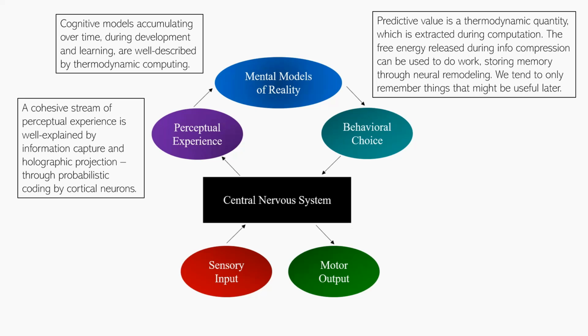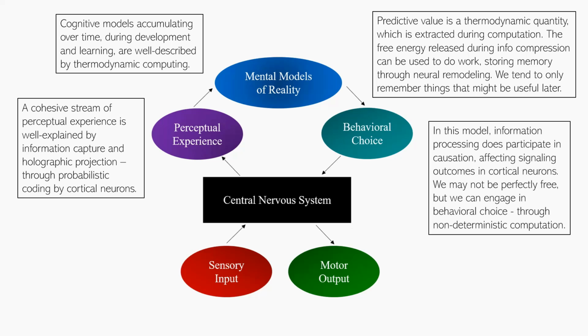And the free energy released during information compression can then be used to do work, storing memory through remodeling of the neural network structure. And since information compression and the free energy release that accompanies it are equivalent to the amount of predictive value extracted, that is what is encoded into the neural network during synaptic remodeling. And so we tend to only remember things with predictive value that might be useful later. In this model, information processing does participate in causation, affecting signaling outcomes in cortical neurons. We may not be perfectly free, but we can engage in behavioral choice through non-deterministic computation.